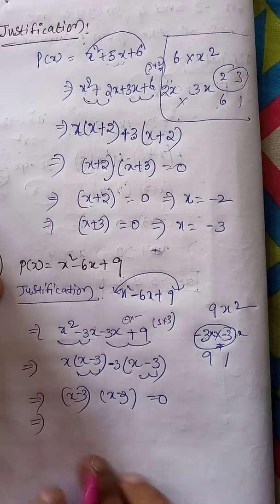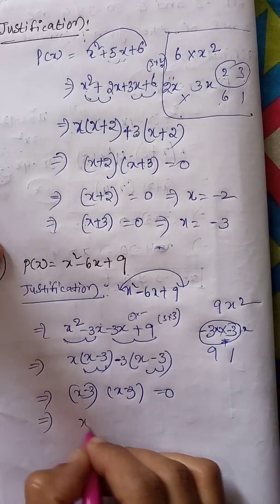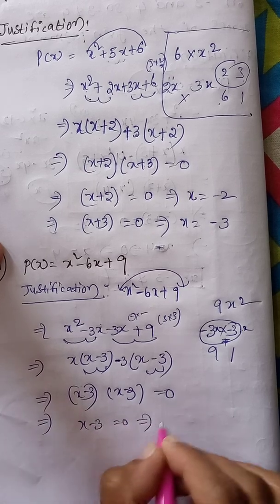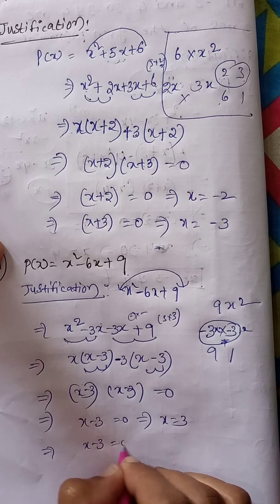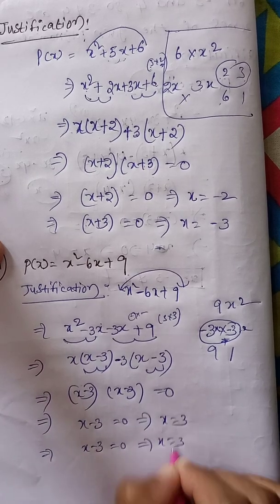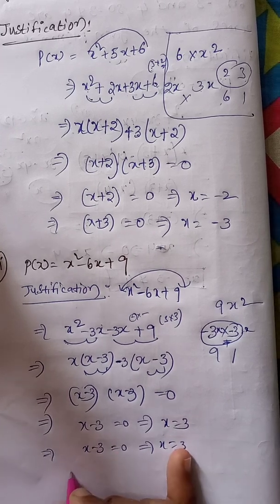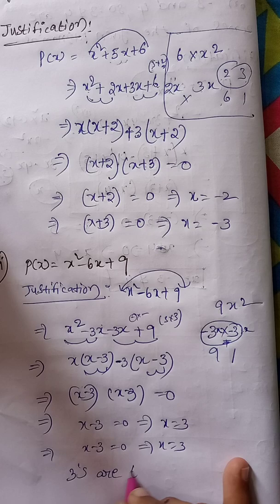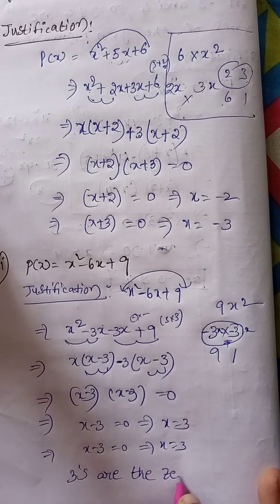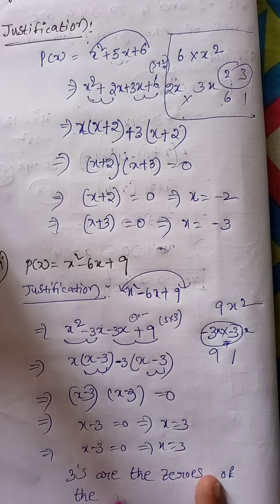To find the zeros, equate each of these two to 0. x minus 3 equal to 0, x equal to 3. Again x minus 3 equal to 0, x equal to 3. So these are the zeros of the polynomial. 3s are the zeros of the polynomial.